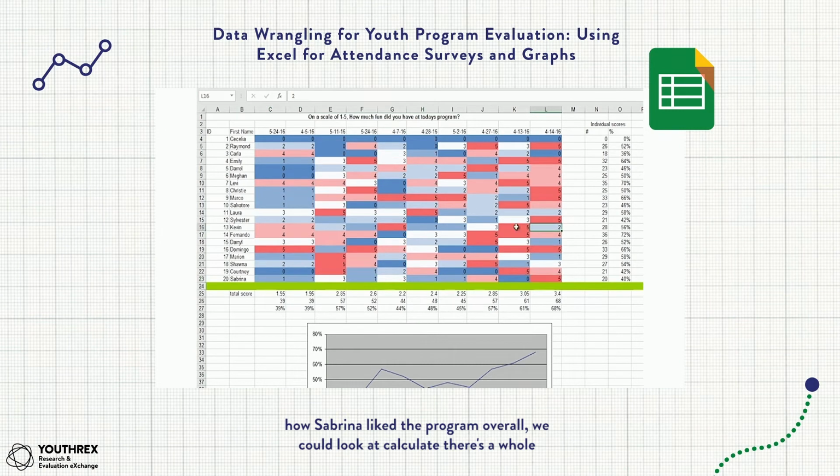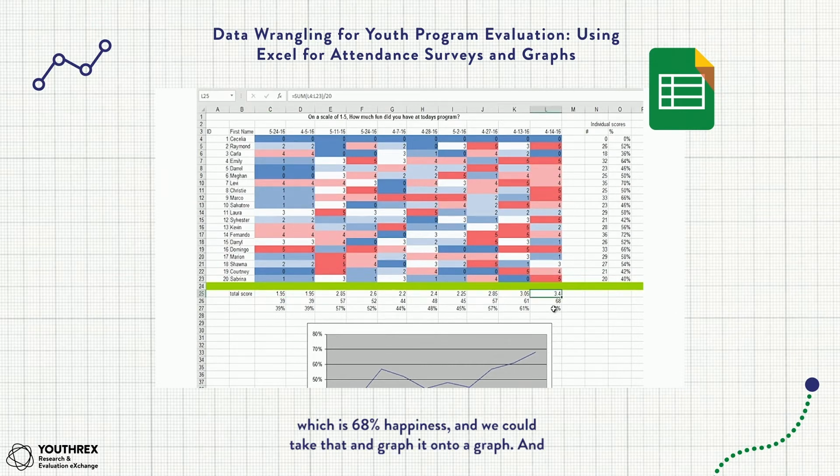We could calculate this a whole bunch of different ways. So we could look at the total score. So in this case, I took the sum of all the numbers from that day, divided them by 20 because we have 20 participants, and that will give us this number that we can then compare across how much did people like it overall. So you'll see the first day, people liked it 1.95 out of 5, which is 39%, compared to the last day, which is 3.4, which is 68% happiness.